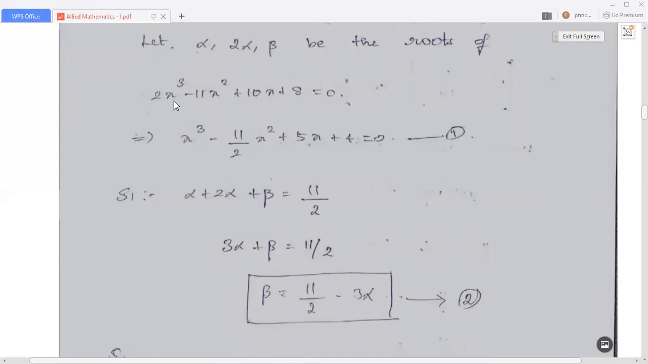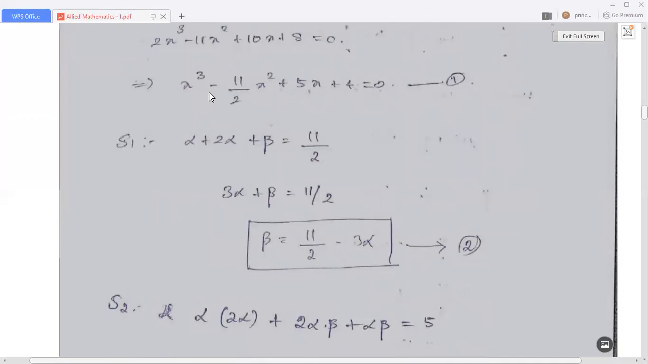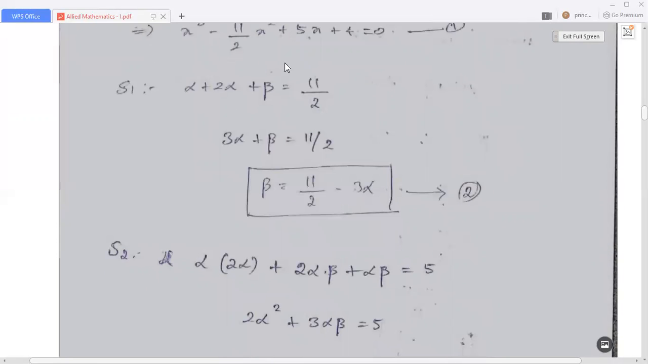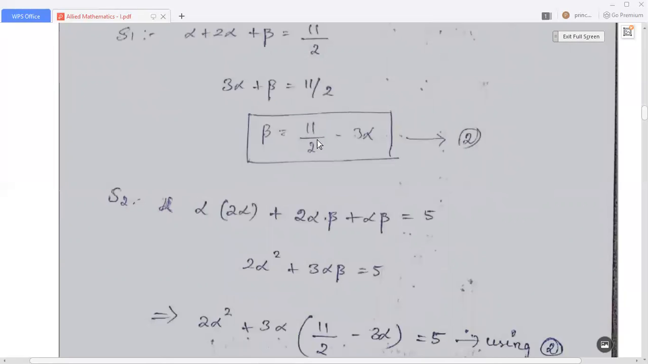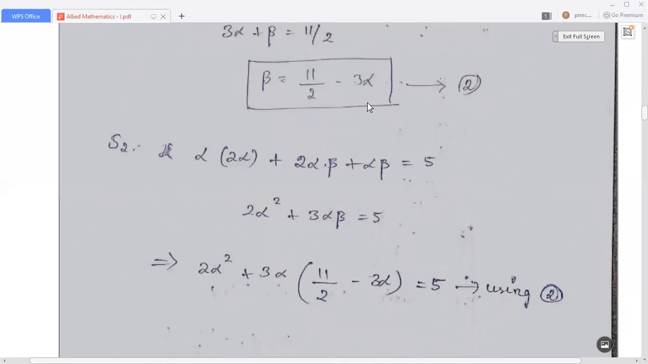We divide this whole equation by 2, the coefficient of x cube. So we get this result: x cube minus 11 by 2 into x square plus 5x plus 4 equal to 0. This can be taken as equation number 1. Now we find the sum of all the roots. That is S1. That is alpha plus 2 alpha plus beta equal to 11 by 2. When you simplify this, we get 3 alpha plus beta equal to 11 by 2. Here beta equal to 11 by 2 minus 3 alpha. This can be taken as equation number 2.